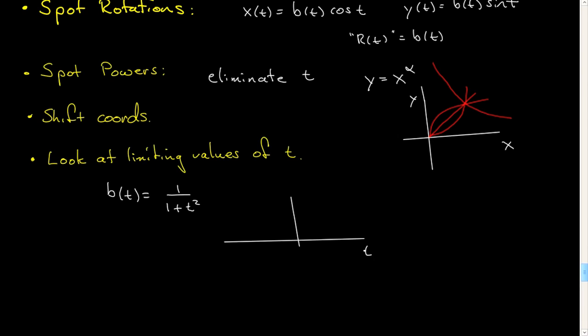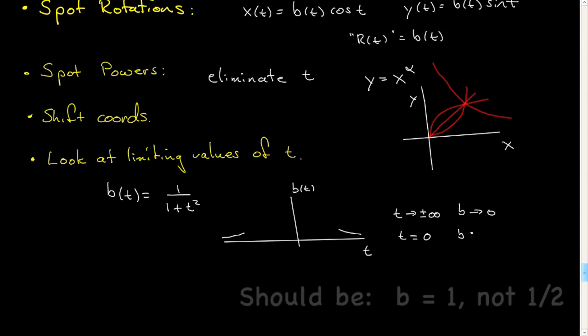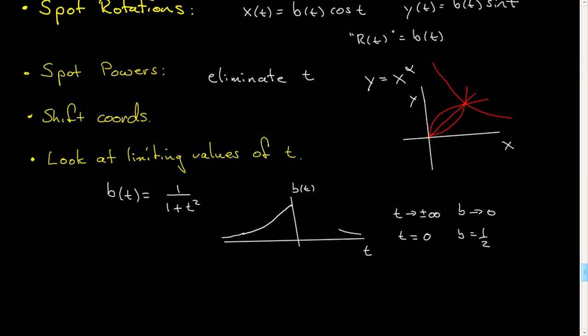So as a function of t, what does b of t look like? Well, the important things are when t goes to plus or minus infinity. So t goes to plus or minus infinity, b goes to 0. So that's a limiting case. It's positive and goes to 0. And the other interesting case is where t is equal to 0, and then b is equal to 1/2, which is its maximum value. Again, I'll leave it for you to verify, which means that b of t looks something like this, where this is the value 1/2.